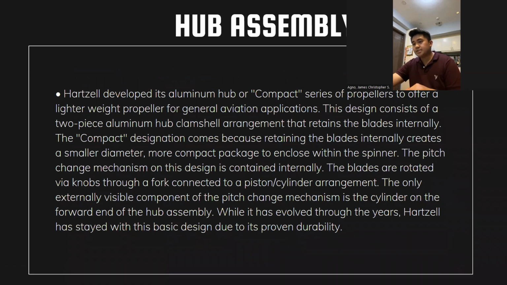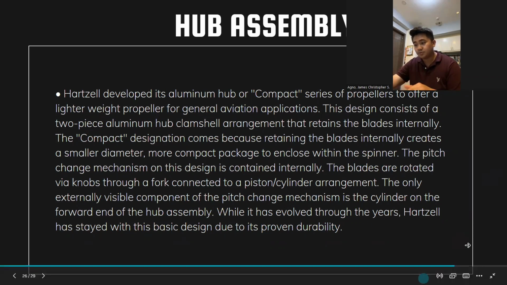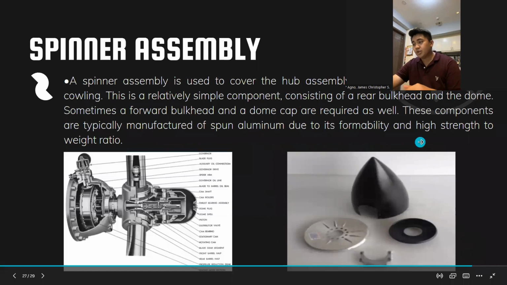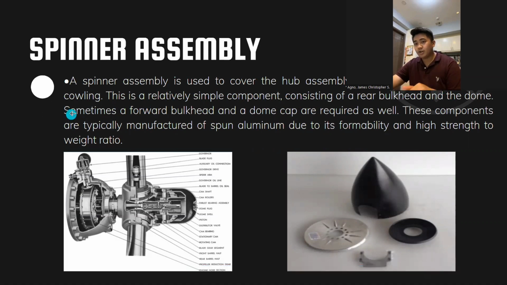Hartzell developed its aluminum hub, or compact series of propellers, to offer a lighter weight propeller for general aviation application. The blades are rotated by a knob through a fork connected to a piston cylinder arrangement. While it has evolved through the years, Hartzell has stayed with the basic design due to its proven durability. And next we have the spinner assembly. A spinner assembly is used to cover the hub assembly and conform to the aircraft cowling. And this is the picture of the spinner assembly.